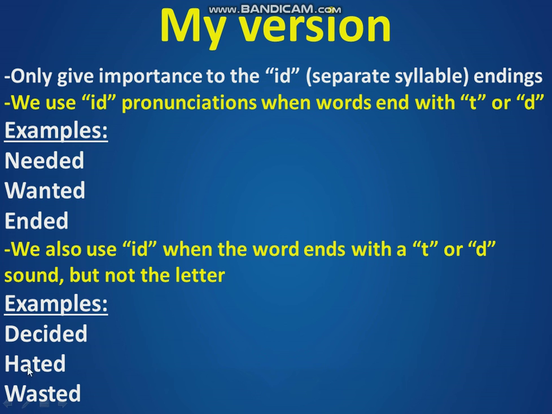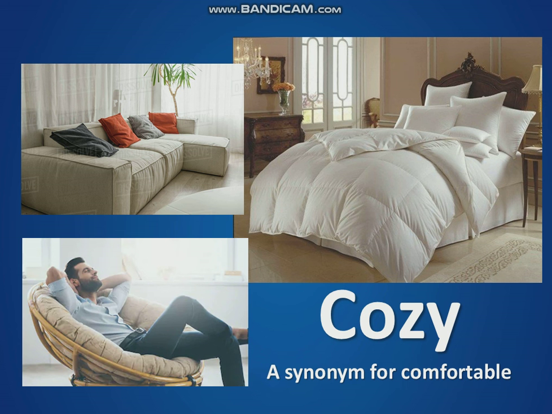Hate. Another example. Hate ends with an E. It doesn't end with a T, but we don't pronounce the T. So we add the ID sound, the separate syllable sound. I say, you repeat. Decide. Decided. Hate. Hated. Waste. Wasted. Good.